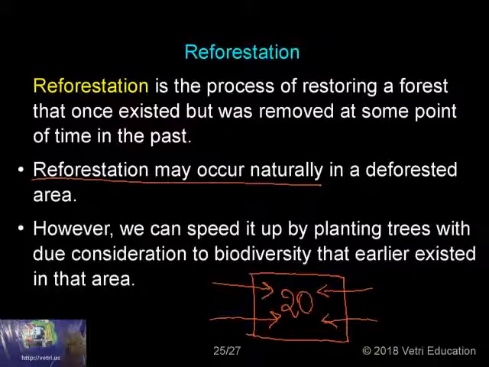But you are only deforesting that. However, we can speed up by planting trees with due consideration to the biodiversity that earlier existed.